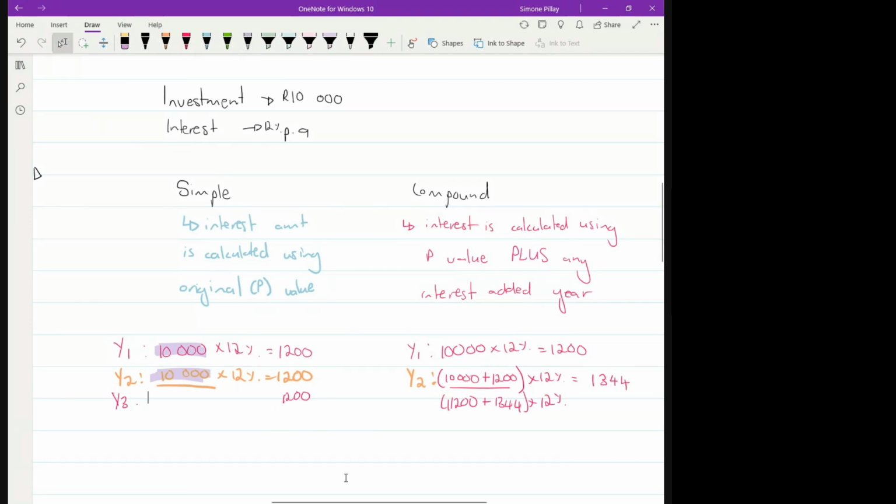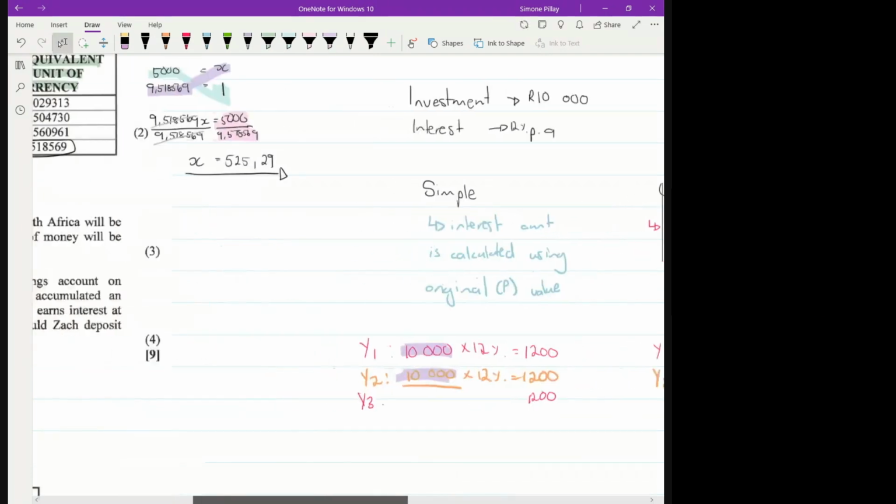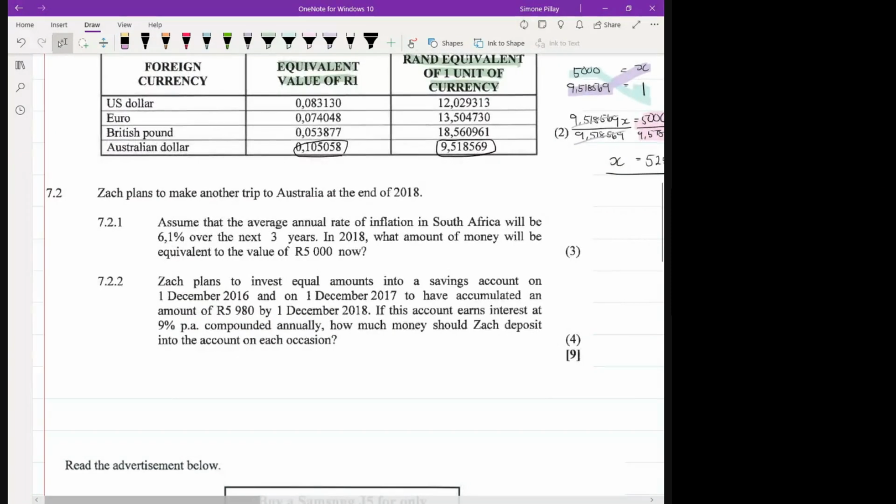Mamelo, I hope that answered your question. So going back here, we are looking at our inflation question, and Fortunate has been so kind to give me the formula, and that is the correct formula. So my A is equal to my P value, 1 plus i to the exponent of n.